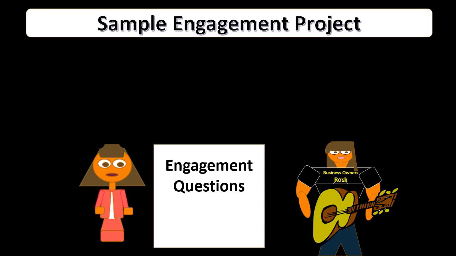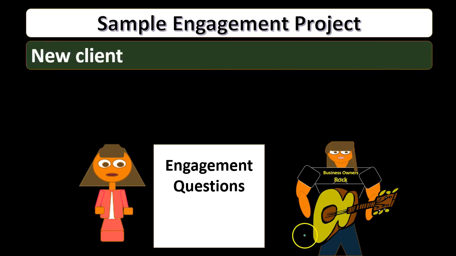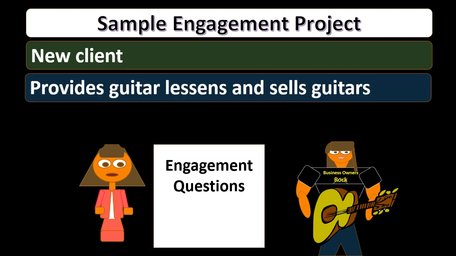For the example engagement, we're going to say that we have a new customer. Here is the new customer. And we're going to say that we already have gone through the engagement letter and the process for the new customer in terms of the engagement questionnaire. And this is just going to provide some information related to that as we go forward and enter this data for this project. So the customer is going to provide guitar lessons and sell guitars.